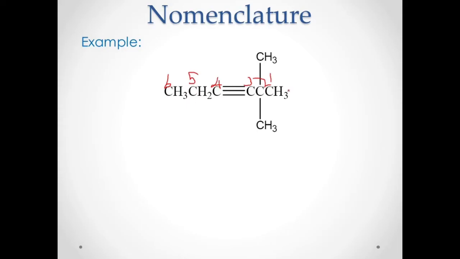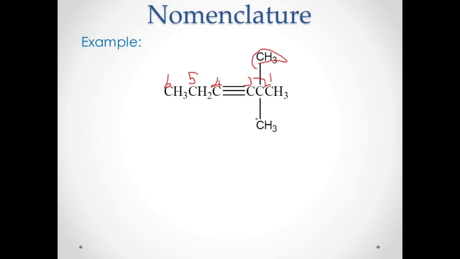Your longest continuous carbon chain is 1, 2, 3, 4, 5, 6. So your carbon number 3 contains the carbon-to-carbon triple bond, and your carbon number 2 contains two substituents, which are both methyl substituents. What would be the name of this compound? On carbon number 2, you have two methyl groups attached.